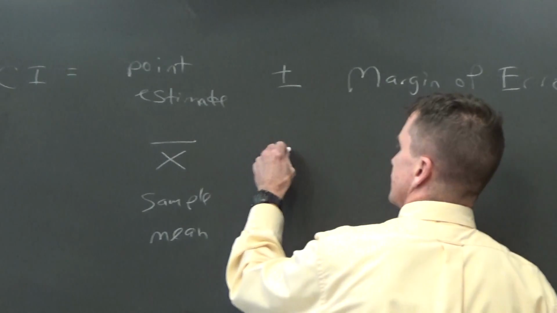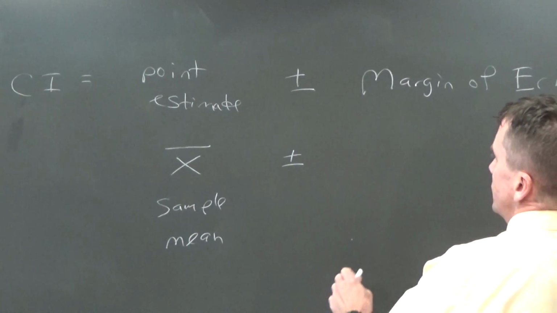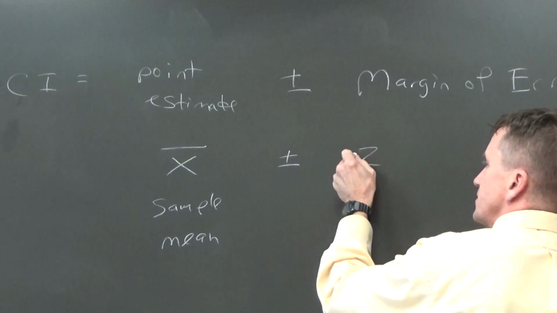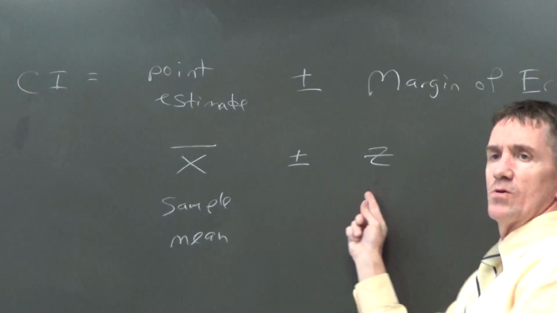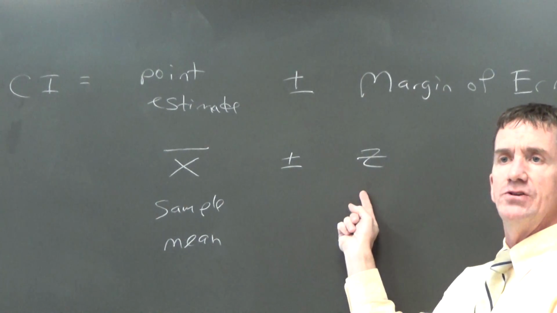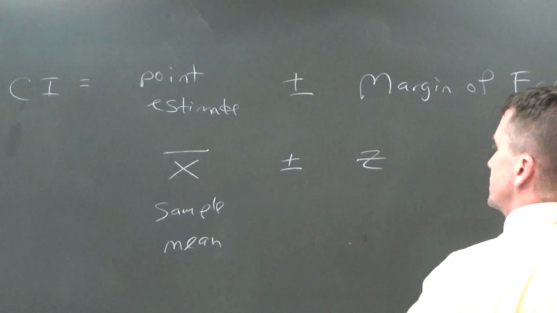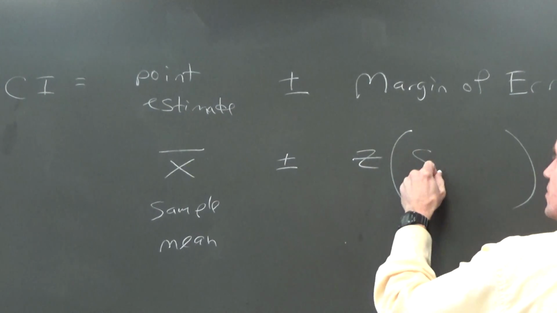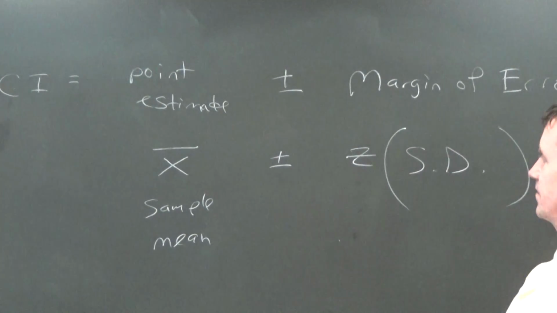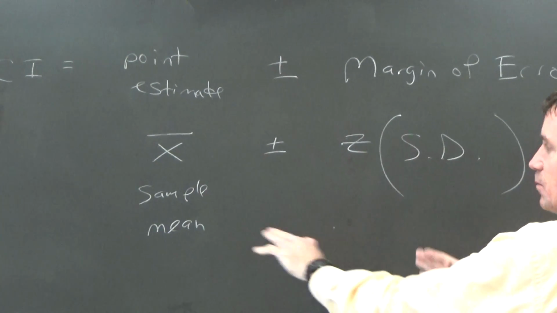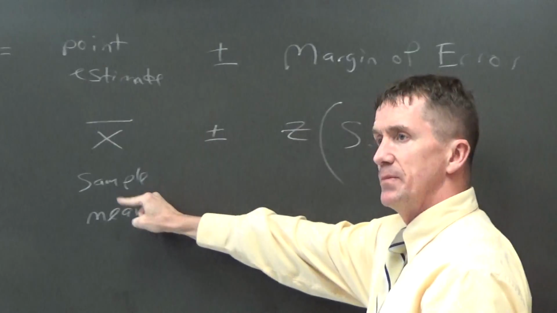Plus minus, now do you remember this? I had to put a z-score, and the z-score will tell you how many standard deviations above or below the mean you have. So z times this is going to be the number of standard deviations right here. So I'll put SD for standard deviations. So how many standard deviations? And we're talking about the distribution of the sample mean.